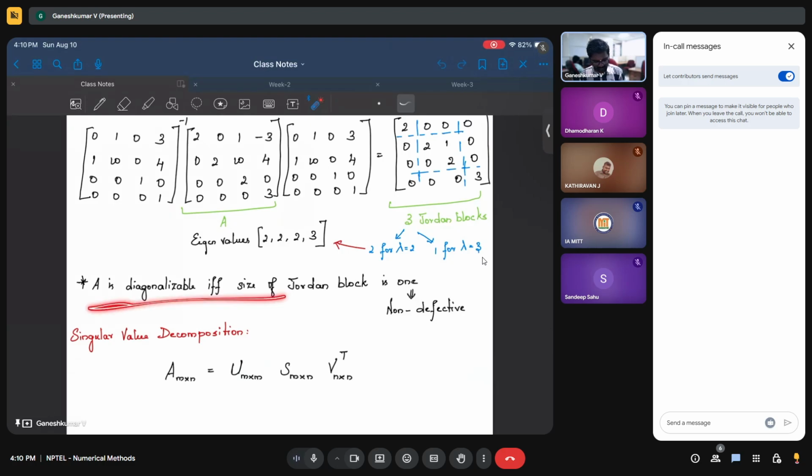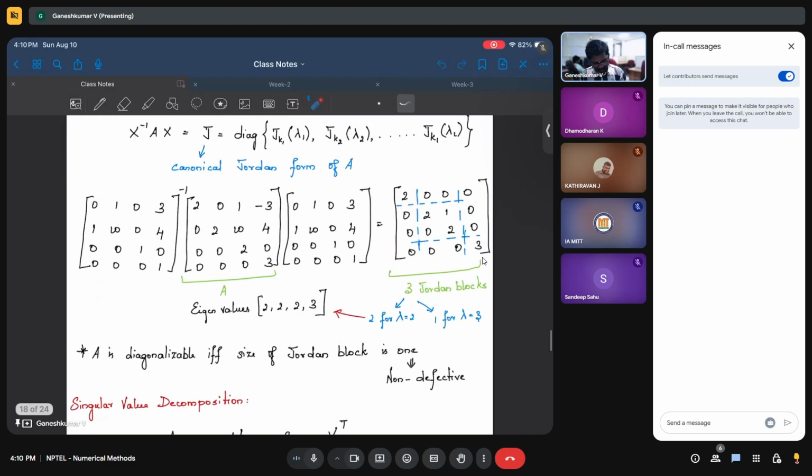A is diagonalizable if and only if the size of the Jordan blocks is 1, which means for each and every eigenvalue, the size of the Jordan block is 1. Sometimes when you have 3 repeating eigenvalues and you will have only 2 independent eigenvectors, then you will end up having a Jordan block whose size is greater than 1. Then this matrix will not be diagonalizable, and it's also called a defective matrix.